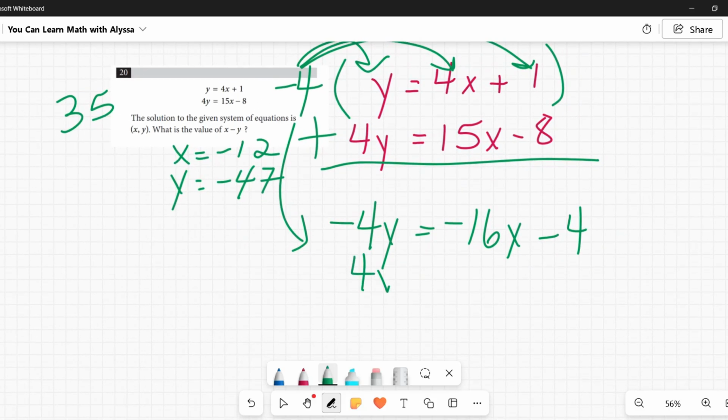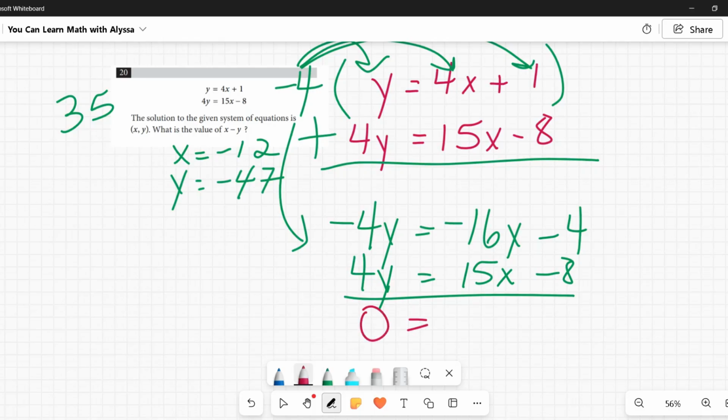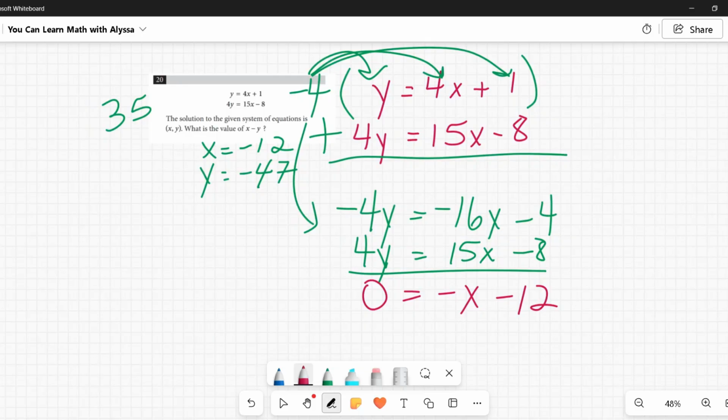I can add that other equation to it. Those y's cancel out. I just get 0. And on the right, negative 16x and 15x is negative x. Negative 4 and negative 8 is negative 12. And I want the x on one side and the number on the other. See how I still run out of room. I'm going to add x to both sides to get rid of it on the right. And on the left, 0 plus x is x. And on the right, I just have negative 12. So there, I got back to that x equals negative 12 again.